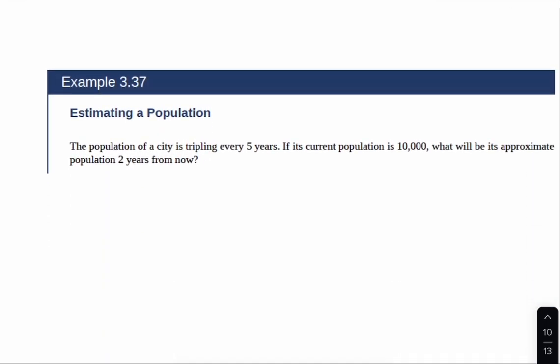So let's look at an example. It says the population of a city is tripling every 5 years. If its current population is 10,000, what will it be approximately in 2 years from now? Okay, so let's think about that tripling, what that tells us. So if we want a population equation with respect to time, in 5 years, it's going to triple. So it would be 3 times the current population.